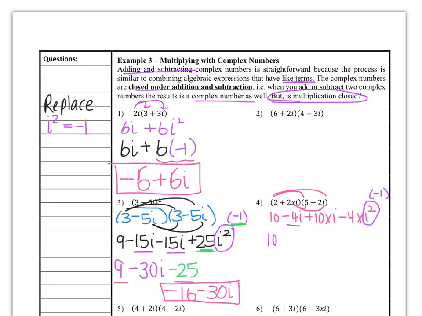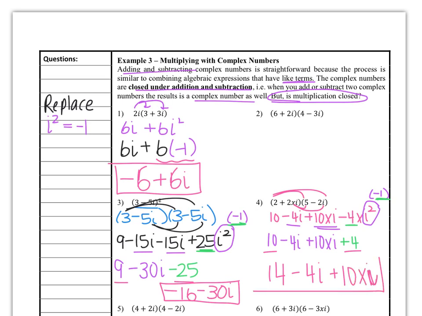These two terms are very different from one another. They cannot be combined. Okay, so minus 4i plus 10xi. And then this over here is negative 4 times negative 1, so that's positive 4. And then combining any like terms that we have, 10 plus 4 is 14, minus 4i plus 10xi.